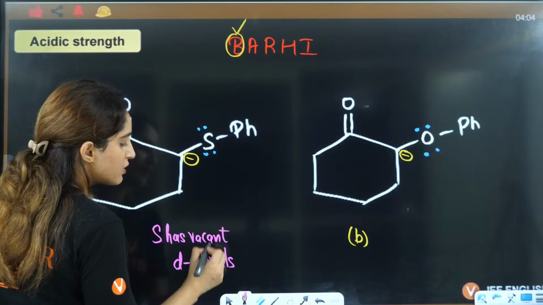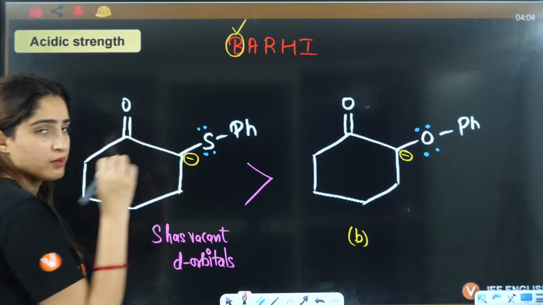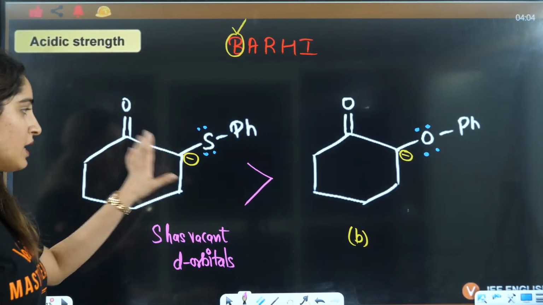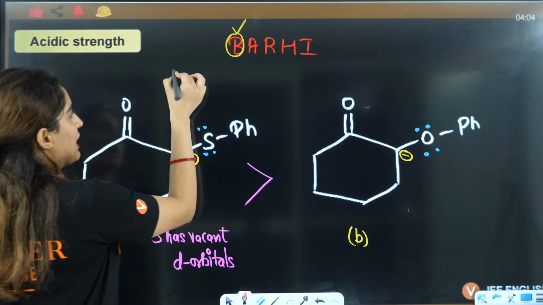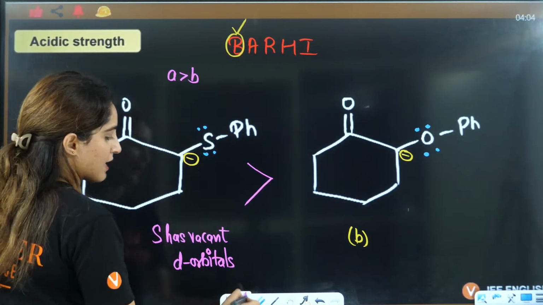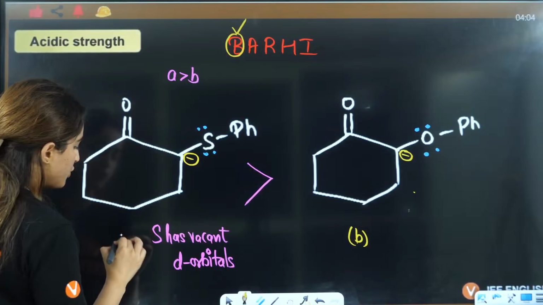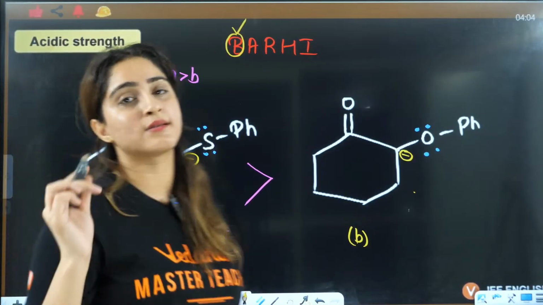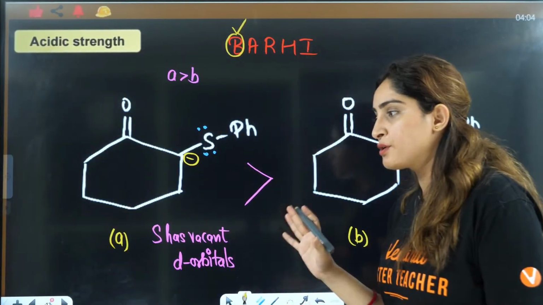So sulfur is going to show a very good back bonding, and that is the reason E is more acidic as compared to B. So you can say A is more acidic as compared to B. Understood everybody?